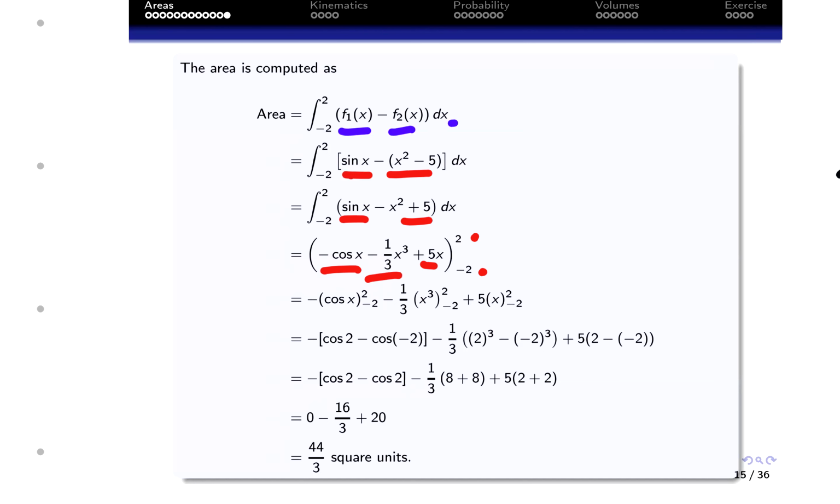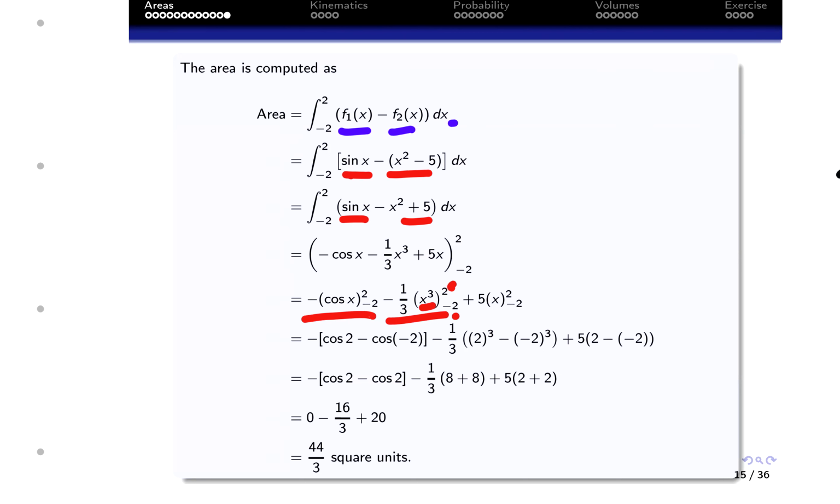All right, so now you take each one, you have minus cos x. You can actually do everything together, but I think I just like to come to the individual level to make things as clear as possible. So you have minus cos x to be evaluated from minus 2 to 2, then 1 over 3. I've taken the minus 1 over 3 out already, and you have x cubed to be evaluated from minus 2 to 2, and you have 5x from minus 2 to 2 like that. And then we keep going.